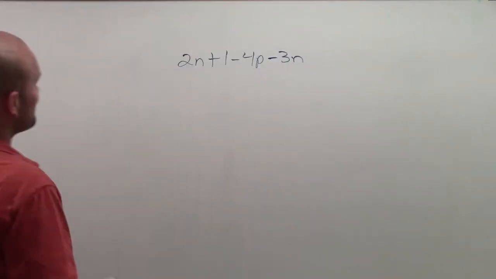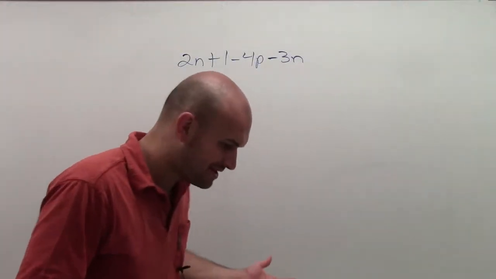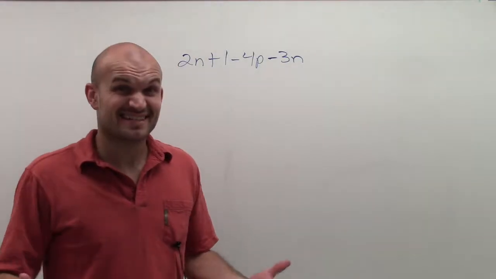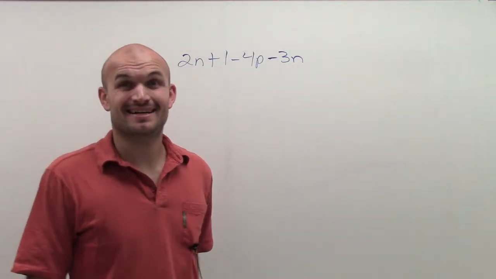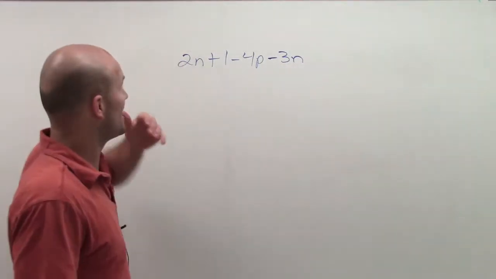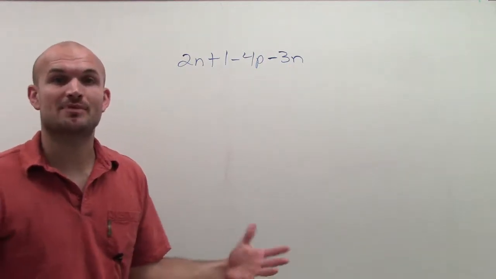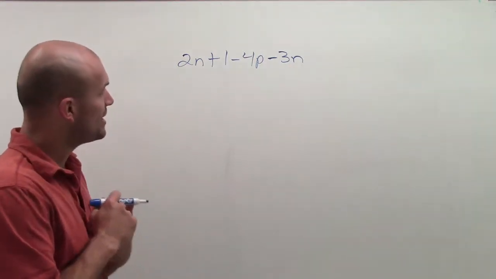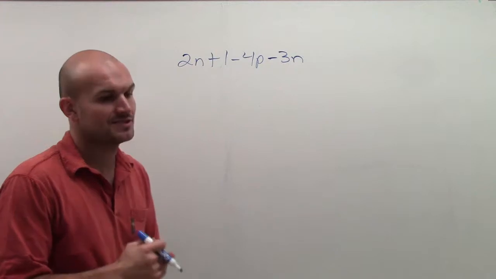Okay, so now we're going from distributive property and combining like terms to getting a little bit tricky here. What I have here is I just want to simplify the expression as much as possible. So I have 2n plus 1 minus 4p minus 3n.